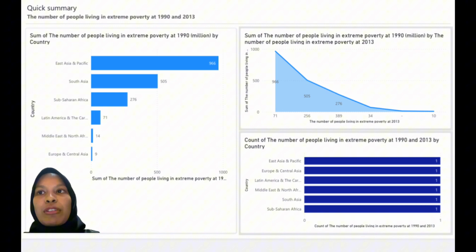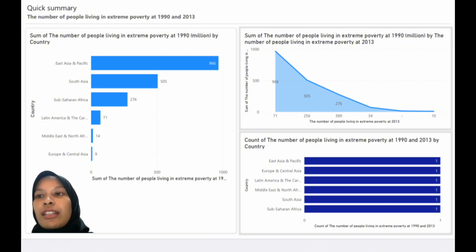Today I would like to explain about the number of people living in extreme poverty in 1990 and 2013. There are several regions: East Asia and Pacific, Europe and Central Asia, Latin America and the Caribbean, Middle East and North Africa, South Asia and Sub-Saharan Africa.